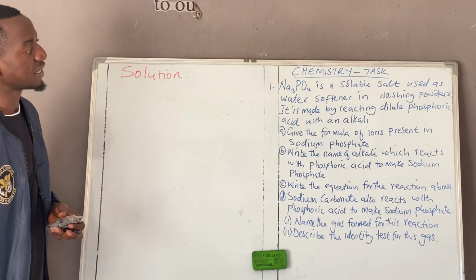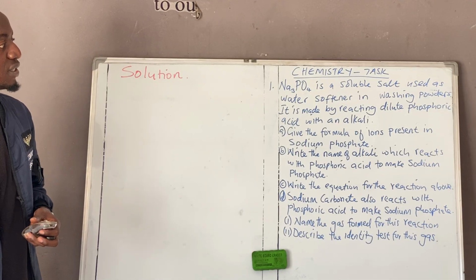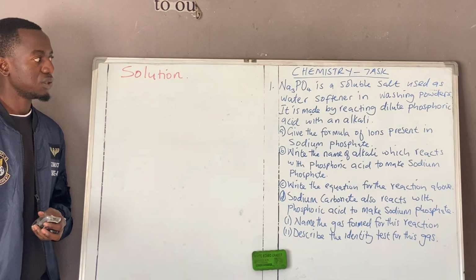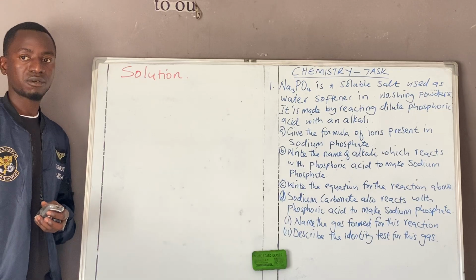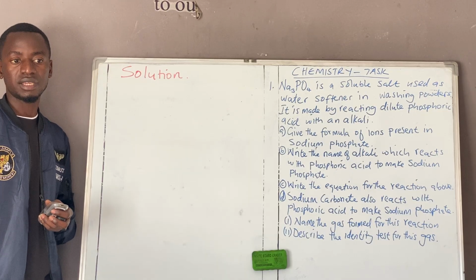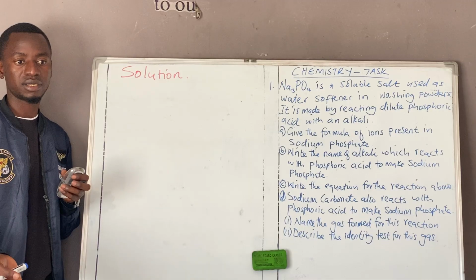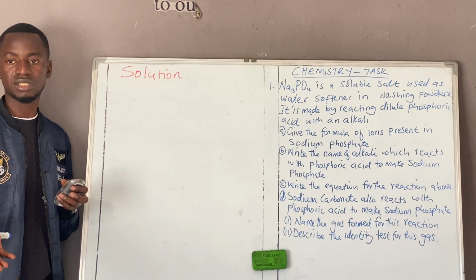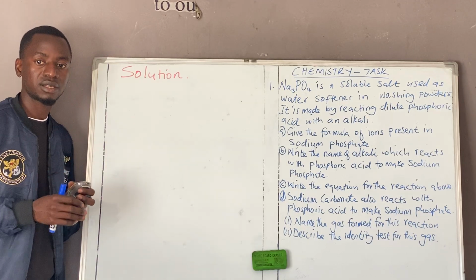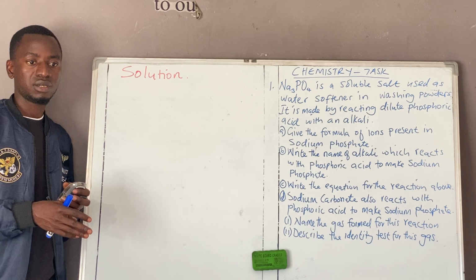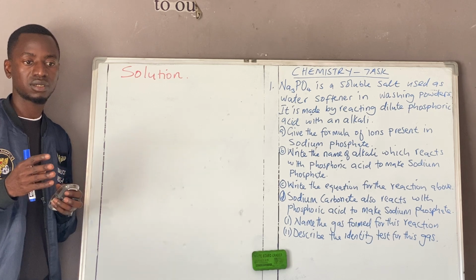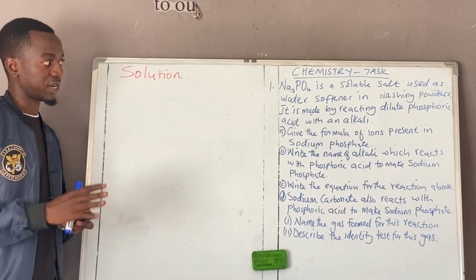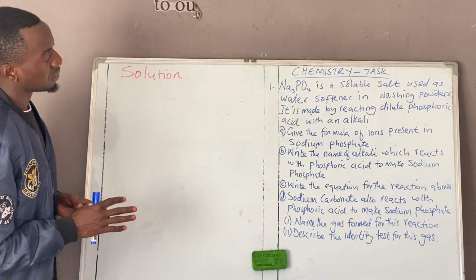It is made by reacting dilute phosphoric acid with an alkali. So this type of salt is being formed by reacting what? An acid and an alkaline, which is the base side. And the reaction between an acid and an alkaline, or an acid and a base, is called what? How do we call it? Neutralization. Neutralization.